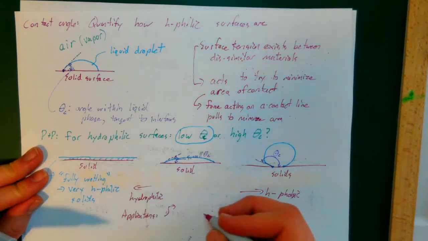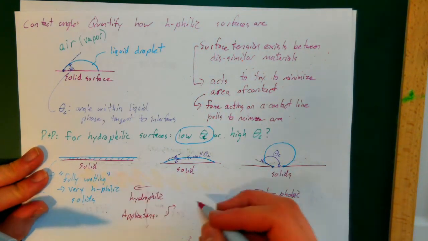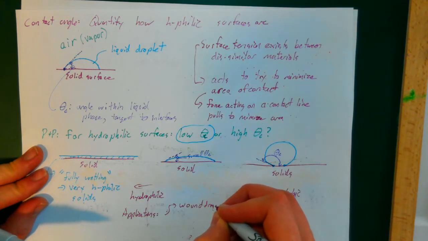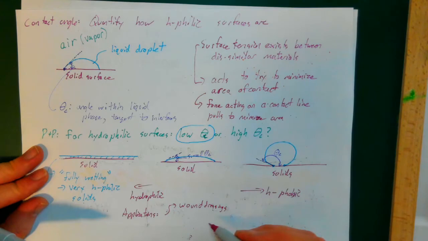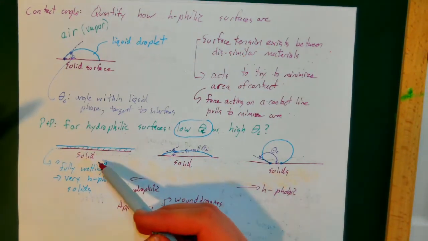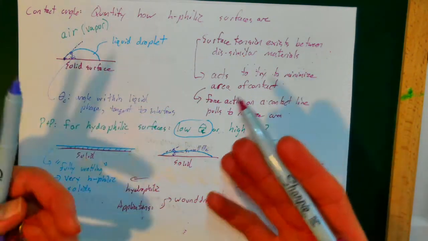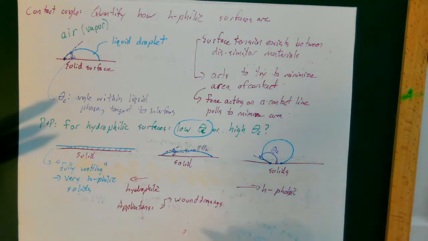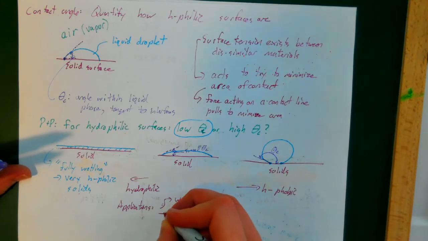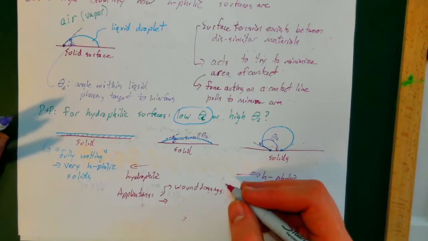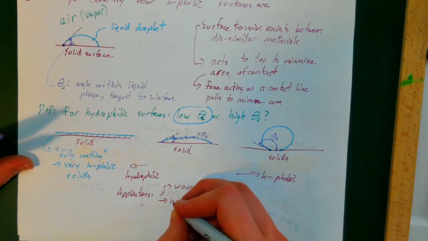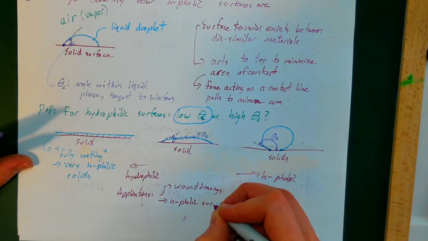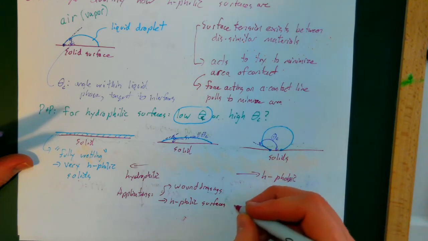So one application where we care about whether something is wetting or not wetting is wound dressings. If a patient is bleeding, you might want something to absorb a lot of that blood so you can actually see what's going on with the wound site, or help clean wounds, things like that. It turns out, and we'll talk about this in a future lecture, that hydrophilic surfaces tend to be non-fouling.